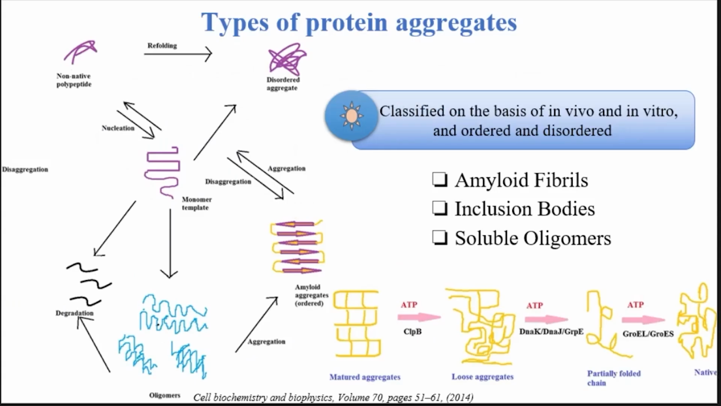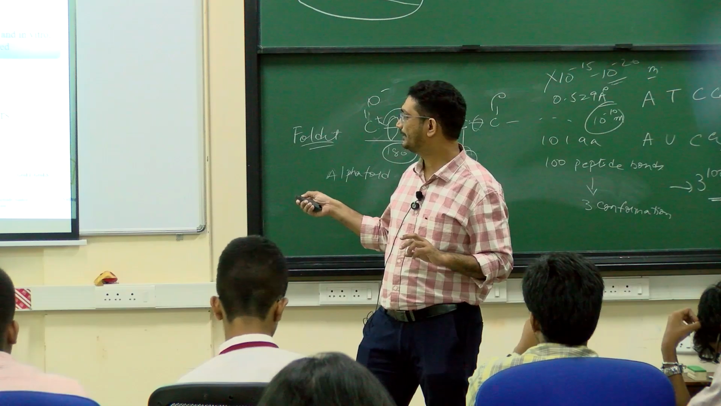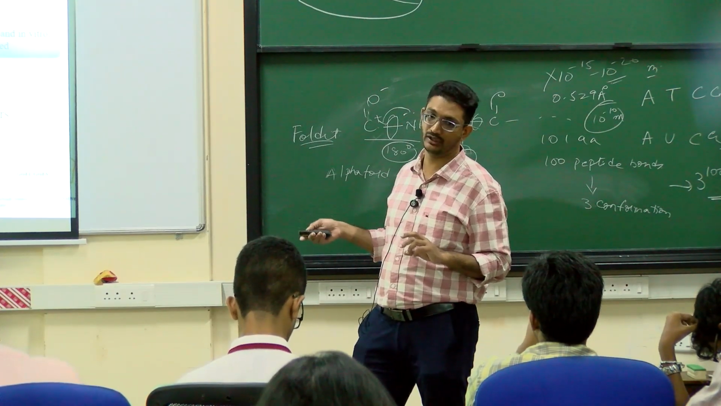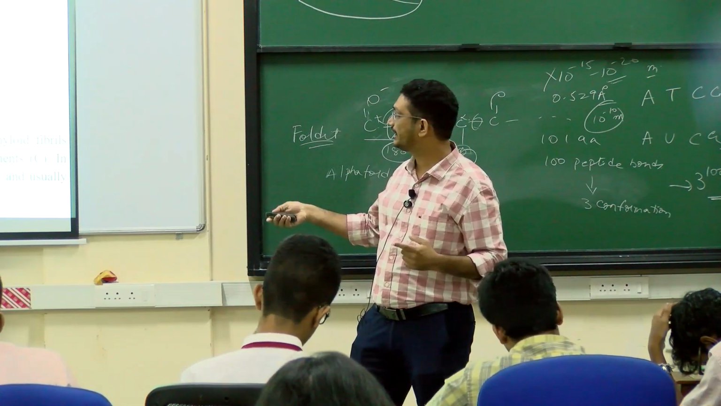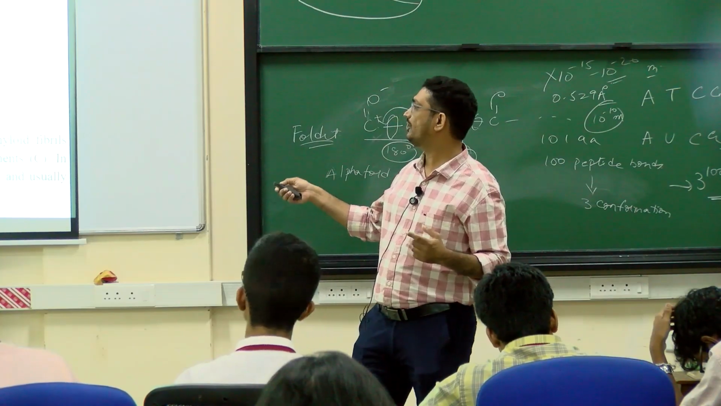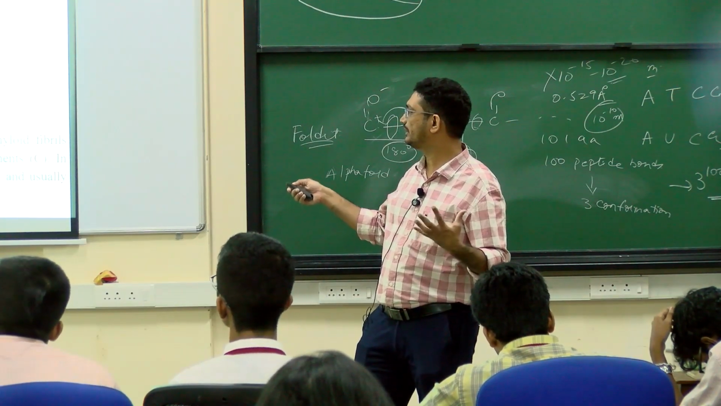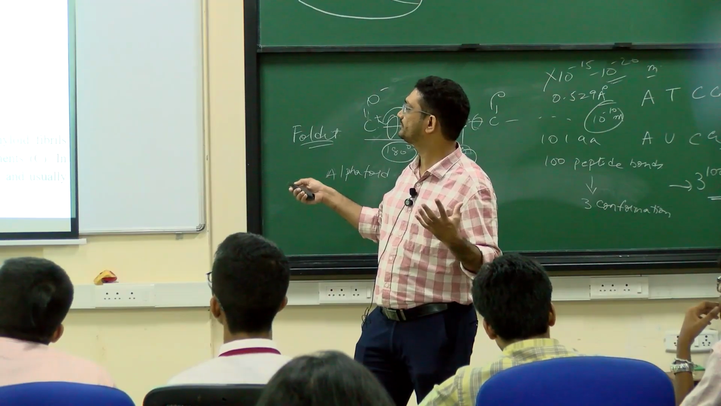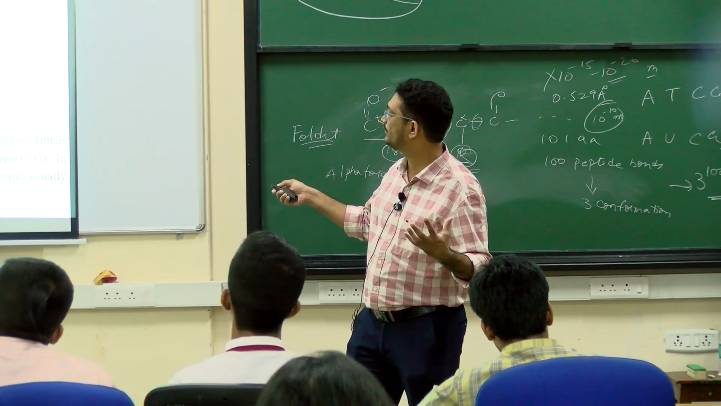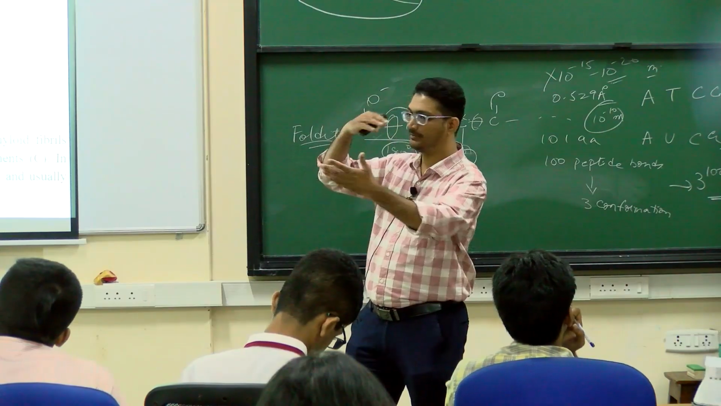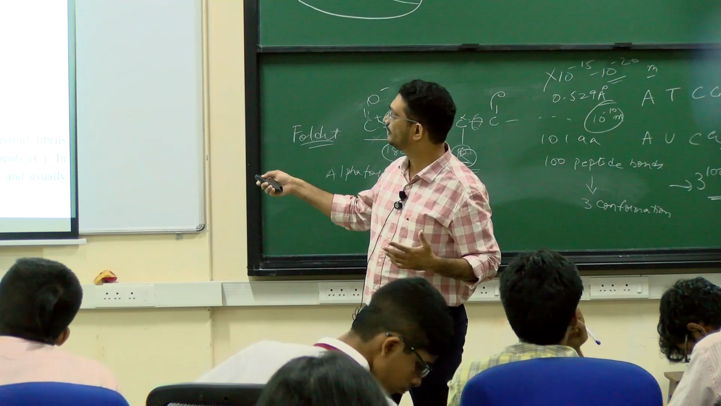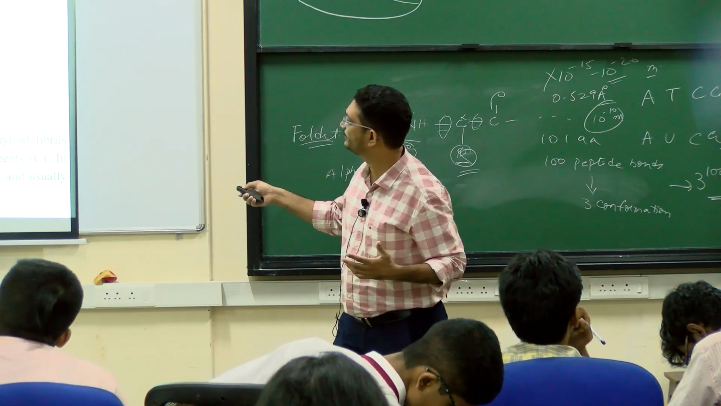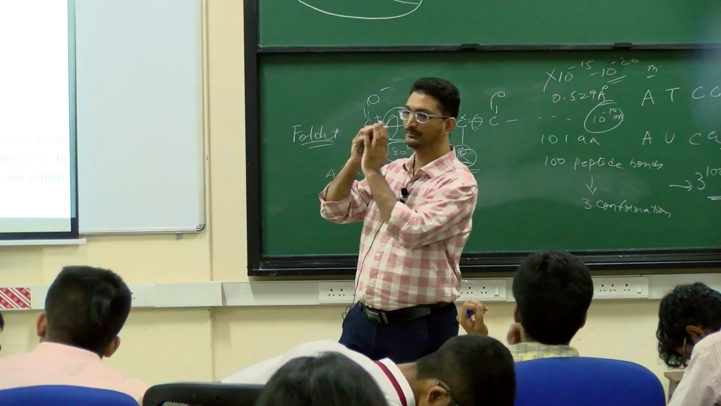Okay, there are three different kinds of aggregates. One is amyloid aggregates, inclusion bodies, and soluble oligomers. Amyloid aggregates means you have a protein that is misfolded, and it will form first a dimer, then a tetramer, then an octamer, then large fibers. This is a monomer that forms a protofilament. Protofilament means more misfolded proteins will come together. It will form a large number of protofilaments. It will form amyloid beta fibrils, and that will result in plaques.